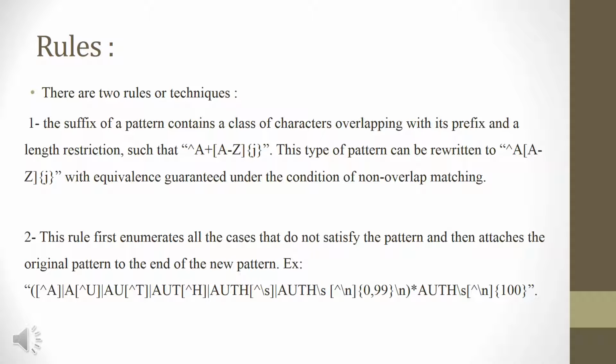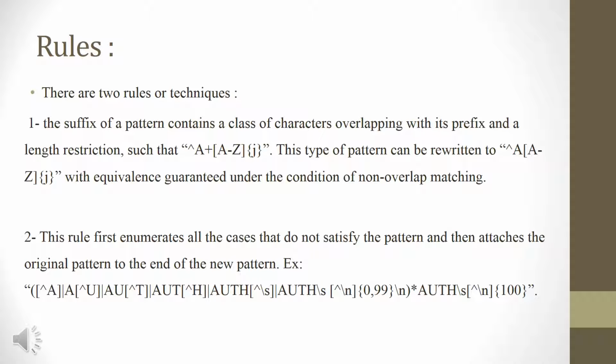Patterns that start with the circumflex and contain classes of characters with length restriction create a DFA with a quadratic number of states. And in the second case, patterns that start with a star and have length restriction generate an exponential number of states.